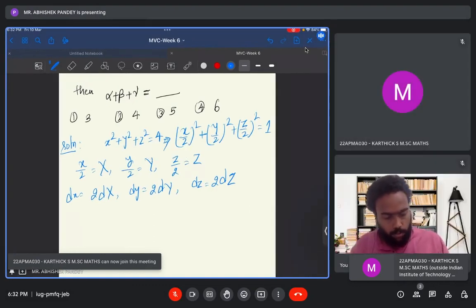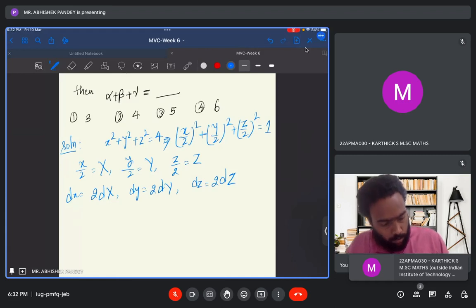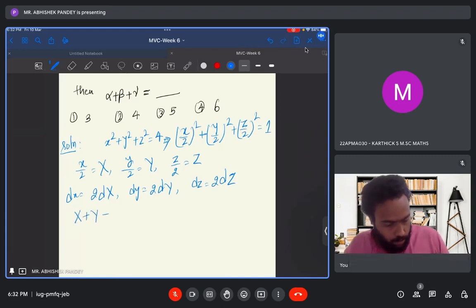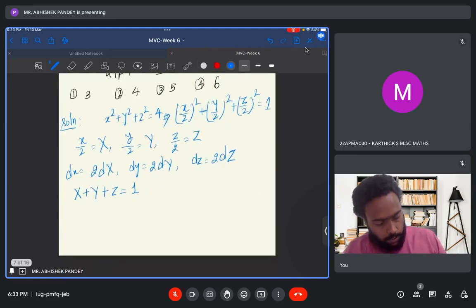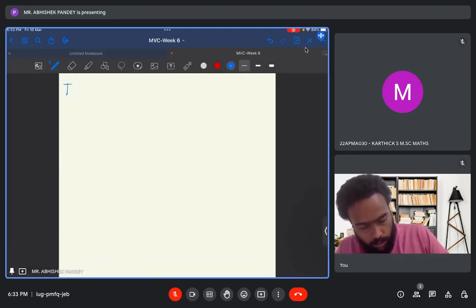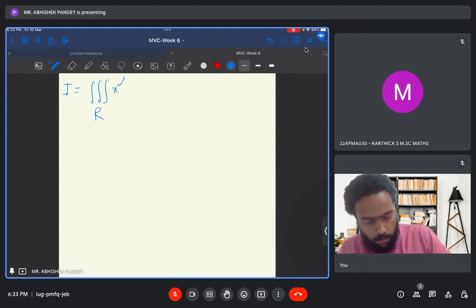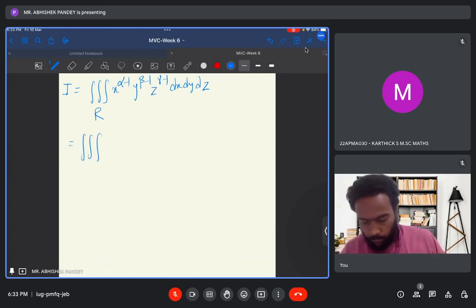So here we are going to use the Dirichlet integral formula. Now x plus y plus z is equal to 1. Now this integral I, which is equal to the integral over the region of x to the power alpha minus 1, y to the power beta minus 1, z to the power gamma minus 1, dx dy dz, this will become, so x plus y plus z is equal to 1.